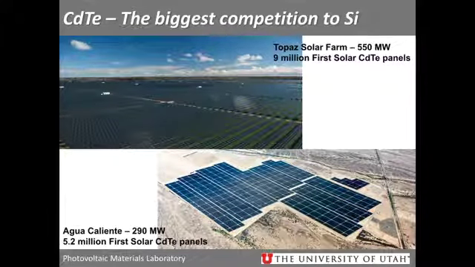So CdTe is the biggest competitor to silicon. And just recently we've had, so if you remember, the biggest silicon installations in the world were about 1,000 megawatts and 1,500 megawatts. For CdTe, the largest installations right now are from a company called First Solar. There is Topaz, I think, in Santa Barbara, and Agua Caliente, I think, in Arizona, made from collectively 14 million solar panels.